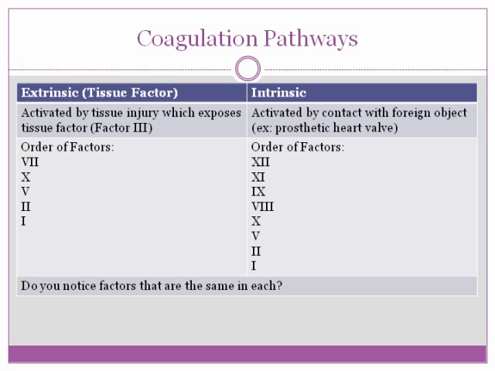The intrinsic pathway is activated by contact with a foreign material, like a prosthetic heart valve, for example. And there are quite a few more factors involved in the intrinsic pathway. It's 12, 11, 9, 8, 10, 5, 2, 1. And of course, like anything in lab, it never goes in numerical order. But out of the two pathways, extrinsic and intrinsic, do you notice some factors are the same in each and in the same order in each?